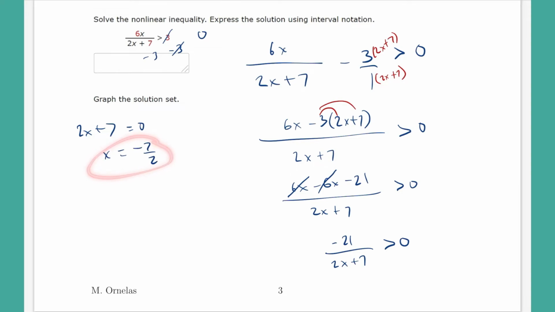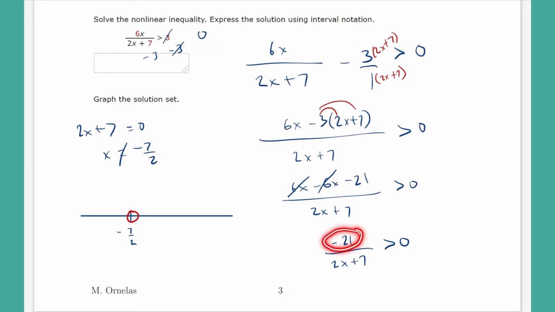So if x is equal to negative 7 halves, then this would become 0, which you cannot do in math. You cannot divide by 0. So this means that x cannot be that. So that's our first thing that we would do. X cannot equal this value, therefore it has to be an open circle because that's not part of the solution set. If it were, you would get undefined. So therefore you have to make sure that you write an open circle there.